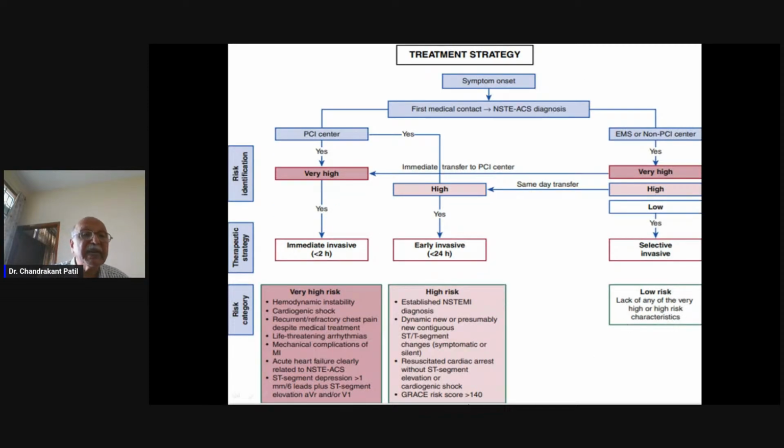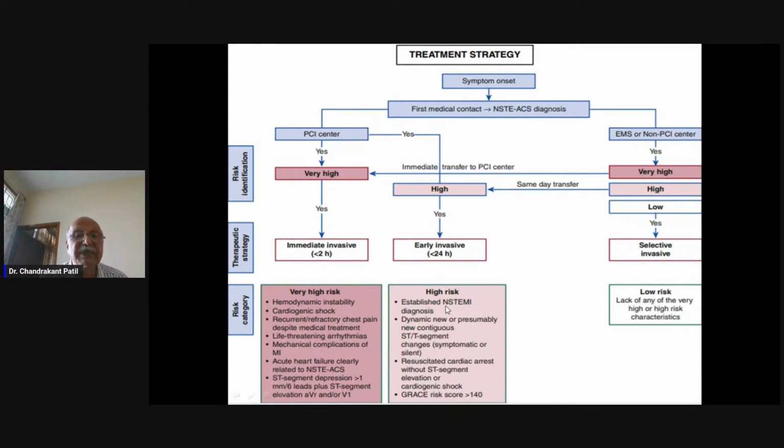So for very high risk, they definitely have to undergo intervention. What are the very high risk features? If there is hemodynamic instability, cardiogenic shock, recurrent or refractory chest pain, life-threatening arrhythmias, mechanical complications of myocardial infarction, acute heart failure, or ST segment depression more than 1 millimeter in more than 6 leads, they are very high risk and they have to undergo immediate invasive management within 2 hours.